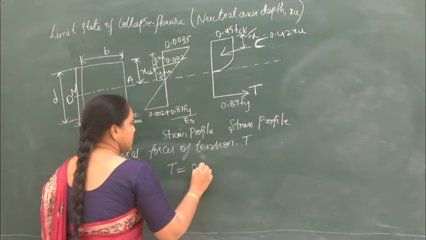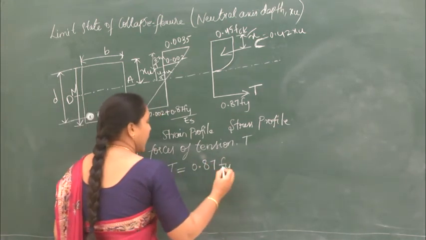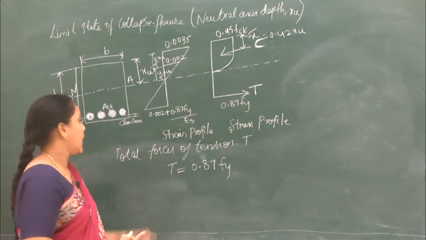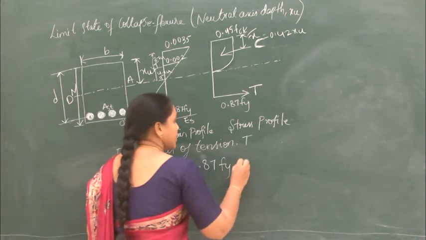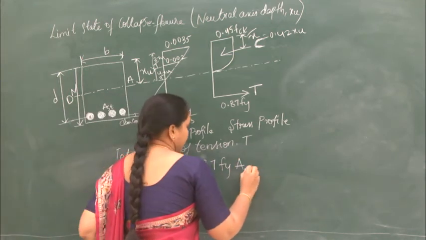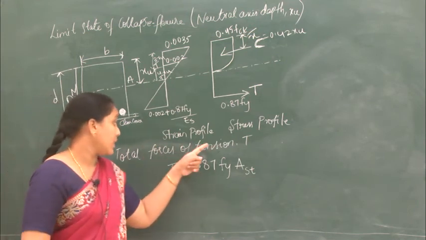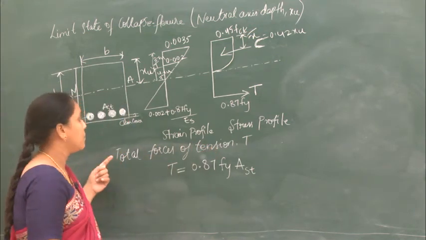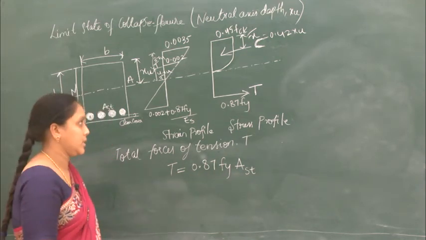That is the design stress. It is 0.87 Fy into area. Area of what? Area of the steel here. So how will the area of the steel be represented? It is represented by AST. So the total tensile force is 0.87 Fy into AST.